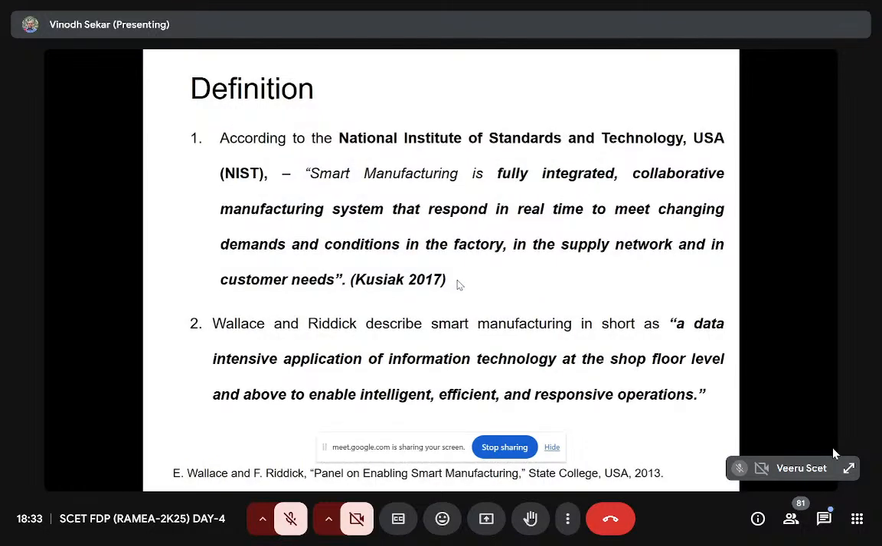When you look at the definition for smart manufacturing, as per the National Institute of Standards and Technology, US, it implies a completely integrated, collaborative manufacturing system that can respond in real time to meet the changing demands and conditions in the factory, the supply network, and in the customer needs, which provides a comprehensive definition for smart manufacturing. And it shows some of the key terminologies associated with smart manufacturing.